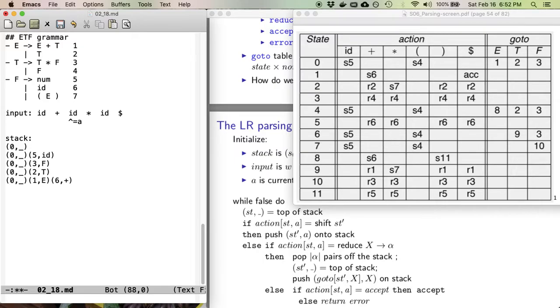All right, so we go through this loop again. We see a 6 is at the top of the stack. So what is the action when we see an S, a 6, and an ID, right? So state 6, ID, here's what we're looking at. It's a shift, and we go to state 5.